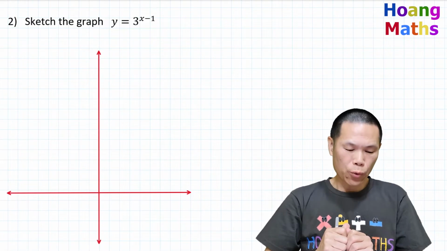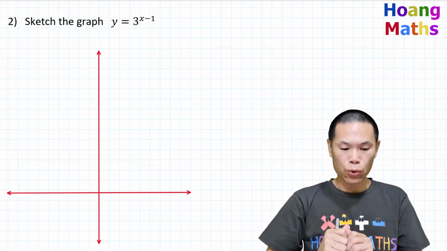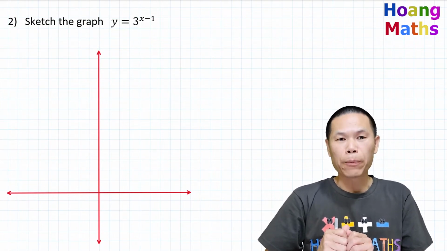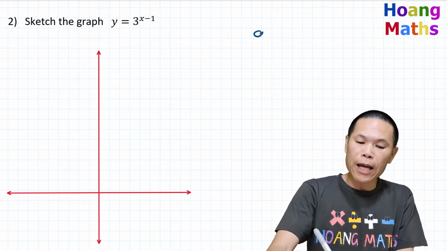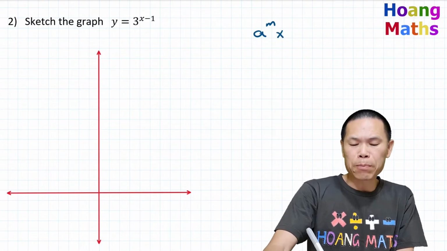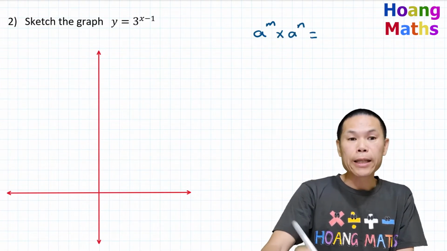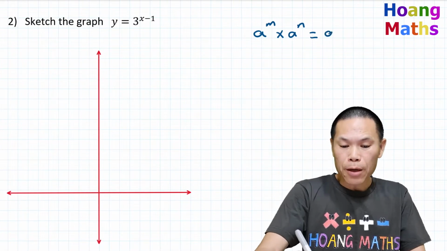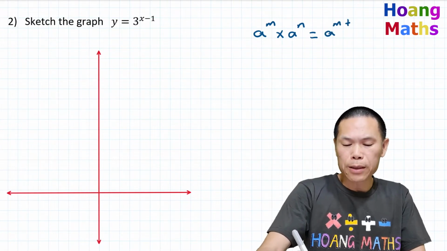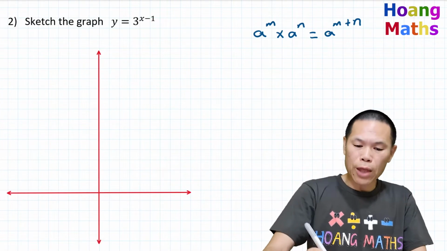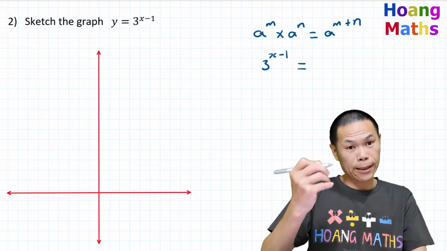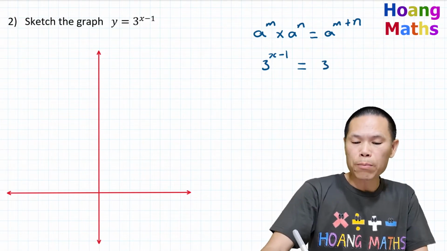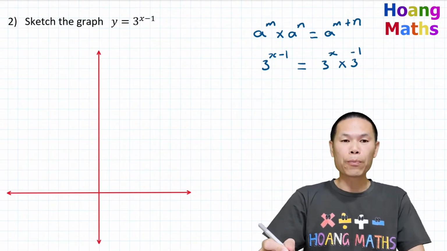Second one. We need to sketch y is equal to 3 to the power of x minus 1. If you think about it, now remember the index law. If we have a to the power of m times a to the power of n, that will give me a to the power of m plus n. So therefore we know that 3 to the power of x minus 1 is exactly the same as 3 to the power of x times 3 to the power of -1. So from the index law.